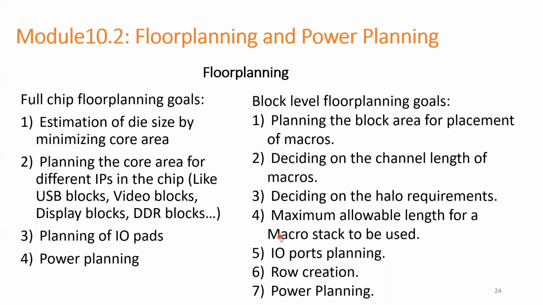Fourth point, macro stacking. Macro stacking depends on each and every technology node. Macro stacking means placing one macro above the other. Let's say in 10 nanometer, it can be 150 micron. We can stack the macros. In 5 nanometer, it is even lesser than that. It goes on like that.